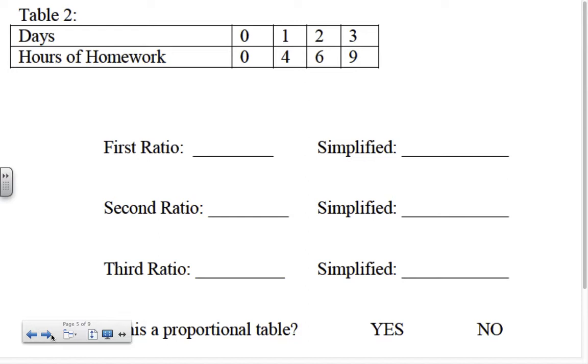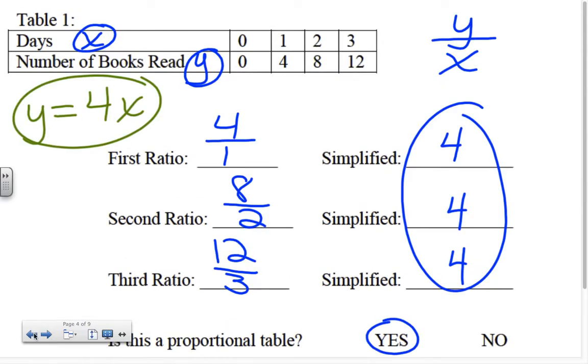Nick? How do you establish what was x and y from the beginning? Right here, these are my x's. These are my y's. How do you know which is which? From the table. Is it just top and bottom? Yeah, the top is always your x.